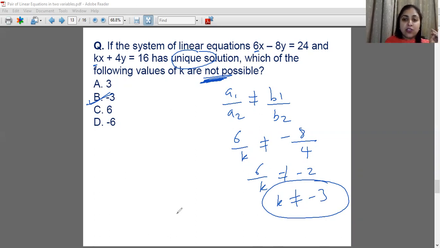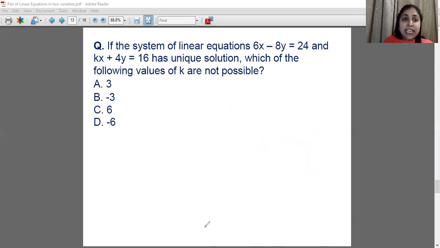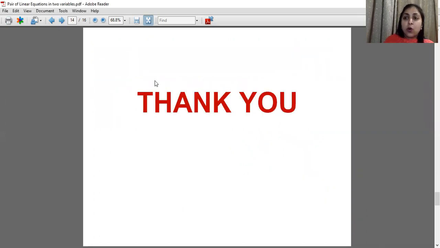So these are the questions based on formulas, the cases which we discussed. So here is all about my presentation about pair of linear equations in two variables.